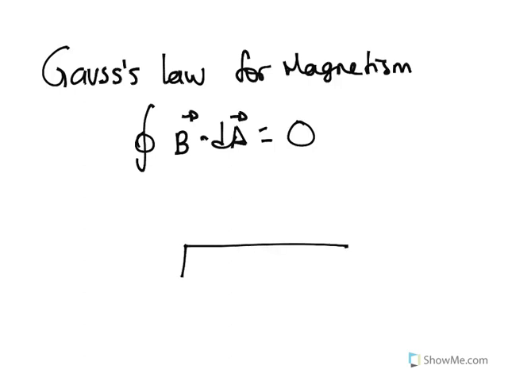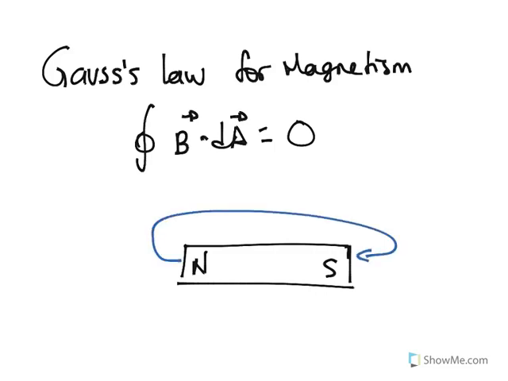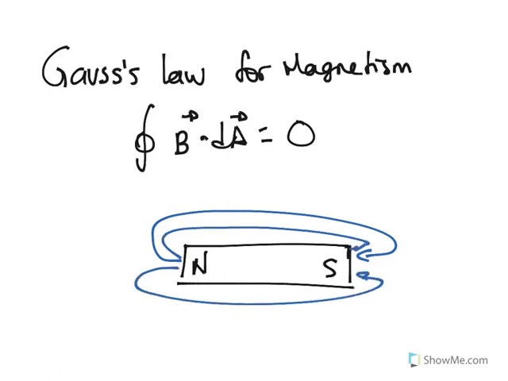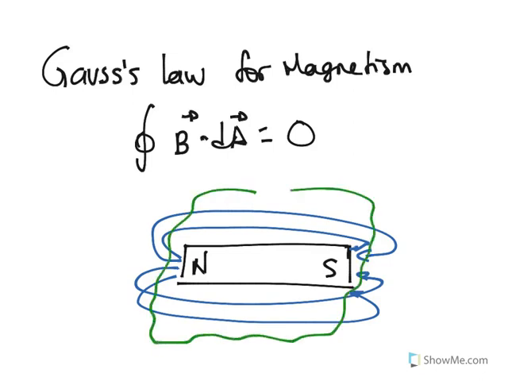Why? Well, imagine we have a magnet, right? And we have a north pole and a south pole. The lines of magnetic field will move from the north pole to the south pole in any given magnet. So if we enclose the lines of magnetic field in the surface of this magnet, all the lines that go out will enter the magnet once again.